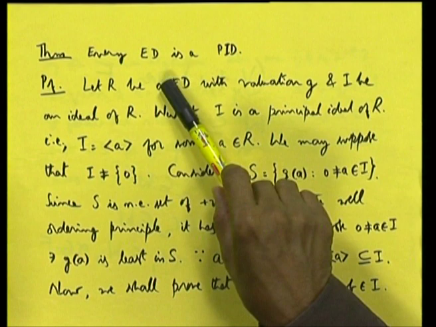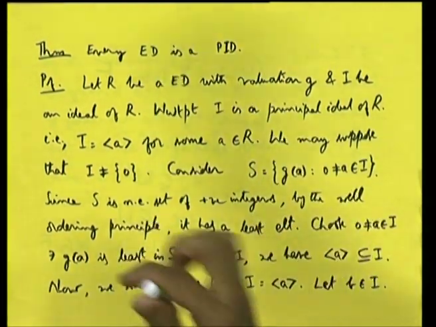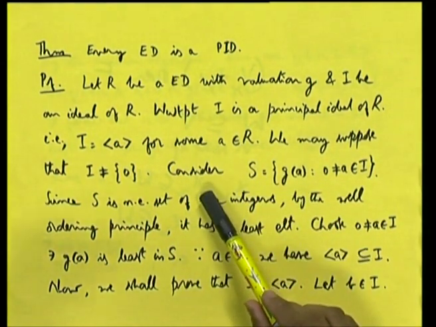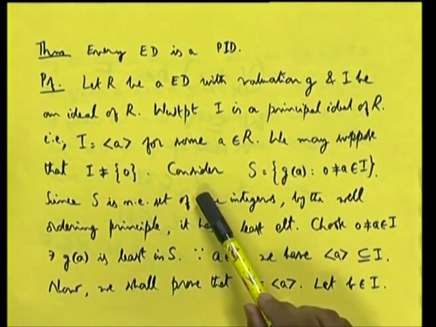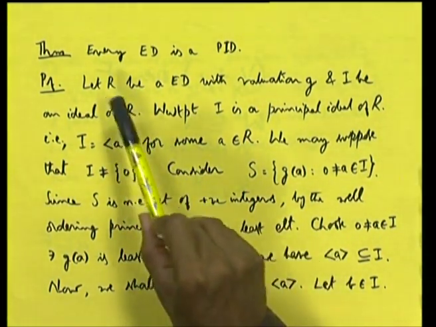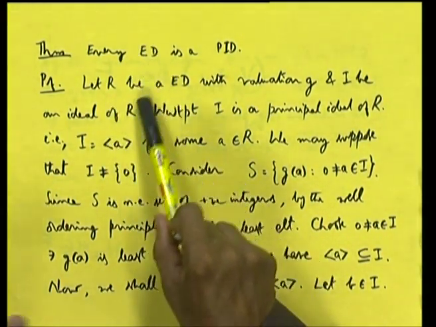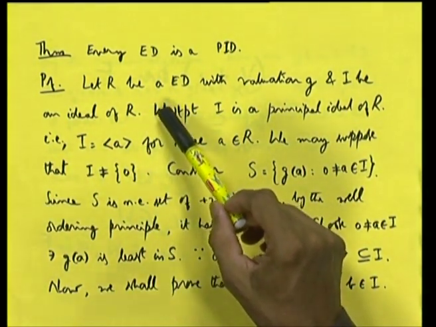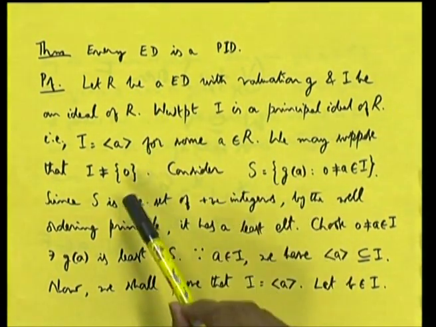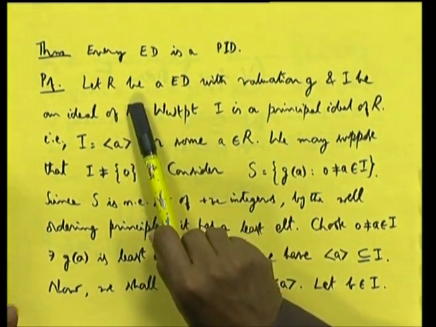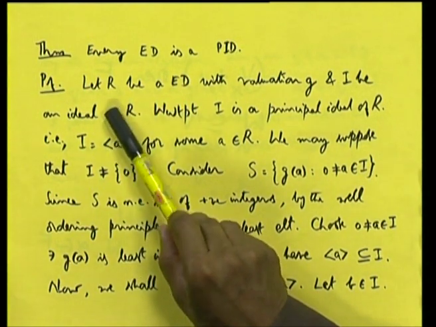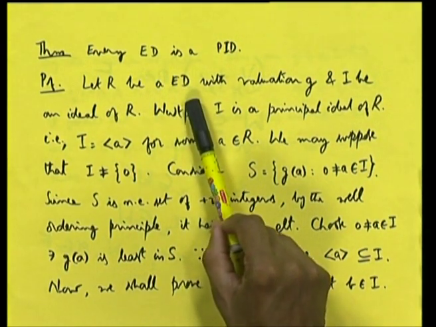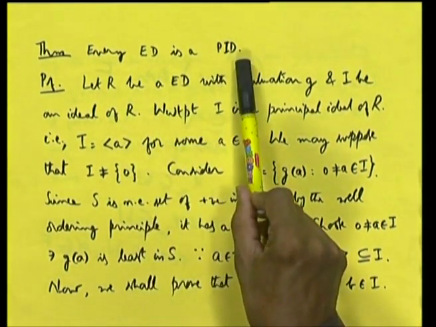Every Euclidean domain is a principal ideal domain. A Euclidean domain is an integral domain in which we have a Gauss function g from that Euclidean domain into the natural numbers, satisfying g of ab is g of a times g of b, and we have a Euclidean algorithm like property. So let us start with an integral domain R, and let us assume that it is a Euclidean domain, and we want to show that this is a principal ideal domain.